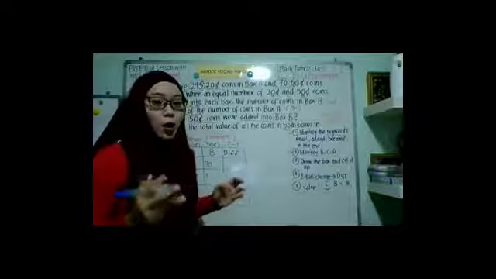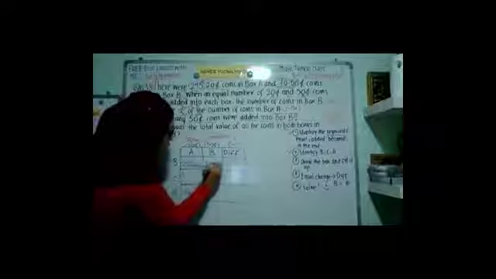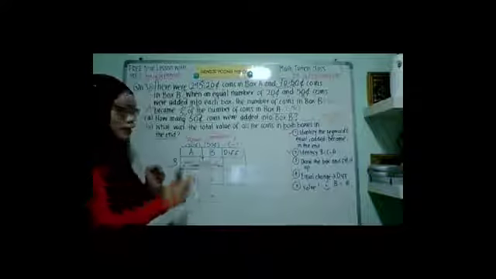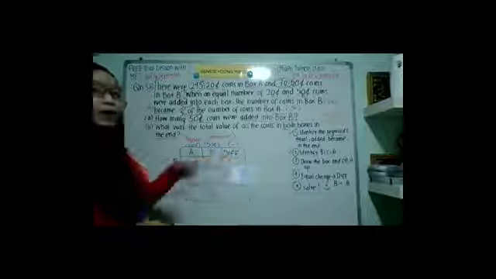Difference means I minus. What can I minus? Always look at the before and the after row. Look at the before row. Can I minus the number of coins? This is coins. Can I minus the number of coins between box A and box B? Yes, I can, to find the difference.